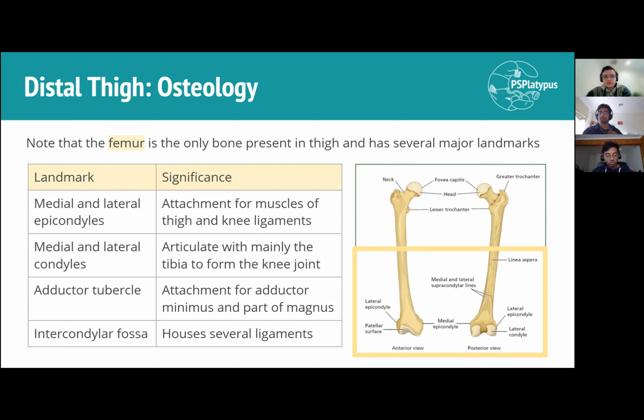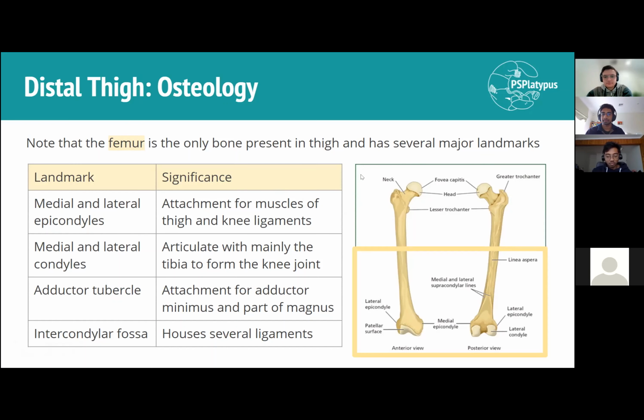The adductor tubercle, as the name suggests, is the place where some of the adductor muscles will attach. That's going to be the adductor minimus and also part of the adductor magnus, the adductor part of the magnus. And the intercondylar fossa is where we will have several ligaments. So between the medial and lateral condyles, it's not very visible on this diagram because it's more on the undersurface. We might get a chance to look at it on the next slide, but it's between them in the middle.